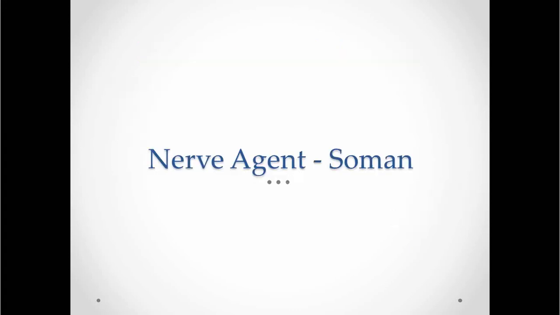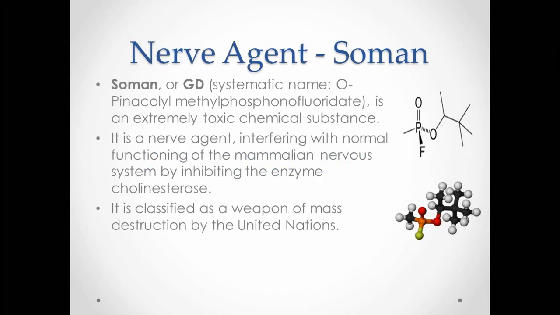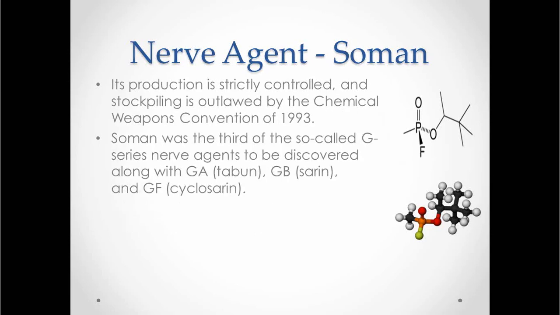Nerve agent, Soman. Soman, or GD, systematic name O-Pinacolyl methylphosphonofluoridate, is an extremely toxic chemical substance. It is a nerve agent, interfering with normal functioning of the mammalian nervous system by inhibiting the enzyme cholinesterase. It is classified as a weapon of mass destruction by the United Nations. Its production is strictly controlled, and stockpiling is outlawed by the Chemical Weapons Convention of 1993.